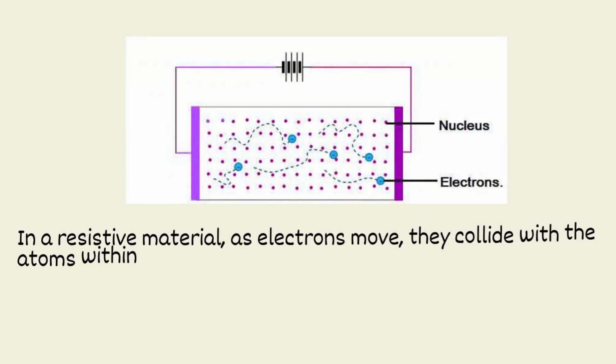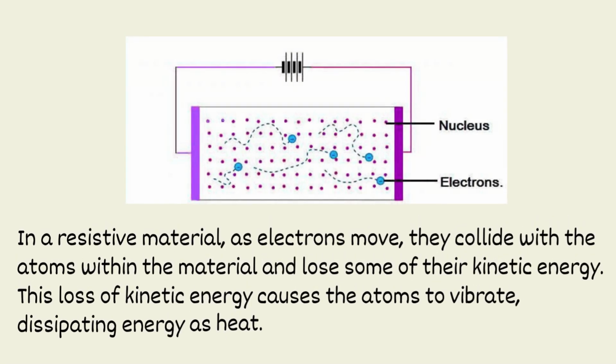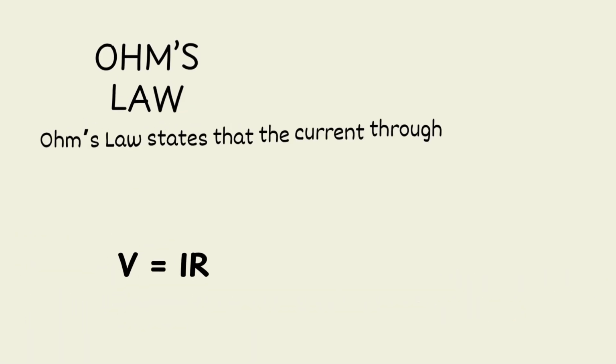On the other hand, resistors do not possess as many free electrons as conductors, and the electrons they have find it difficult to pass through them. In a resisting material, as electrons move, they collide with the atoms within the material and lose some of their kinetic energy. This energy causes vibration of the atoms and is dissipated as heat. This process slows down the electrons. This restricts current flow.